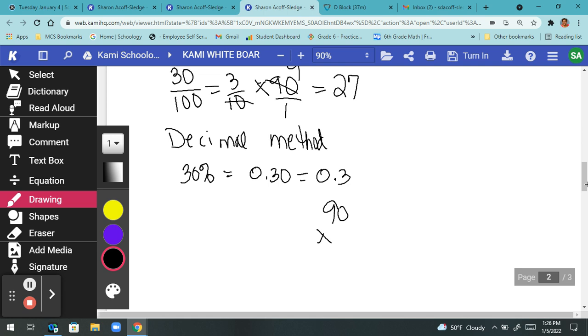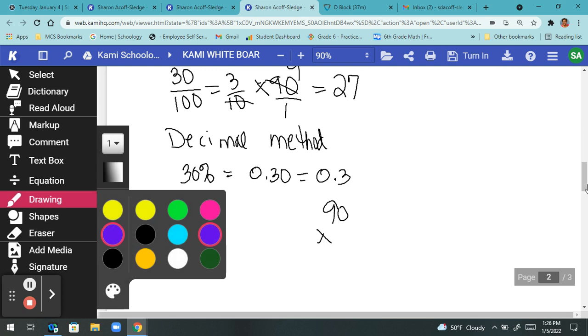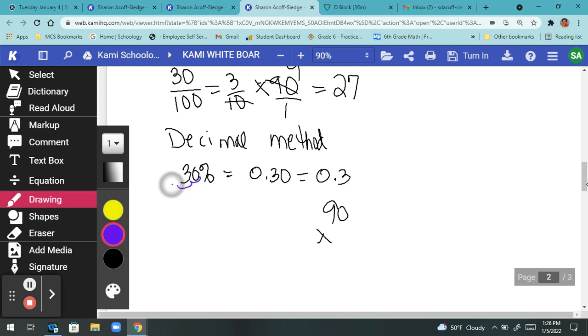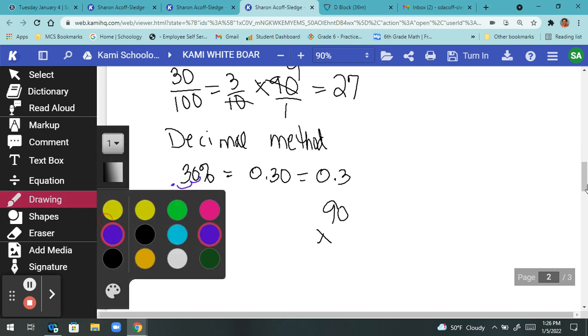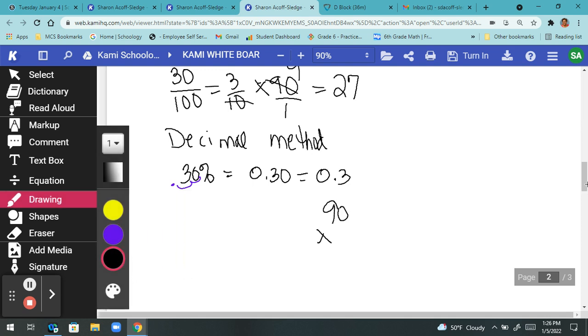So I move my decimal 2 places to the left. I just kind of rushed through that. 2 places to the left like this, right? And that gave me 0.30. And since there's a 0 that's behind the decimal, I can drop it.